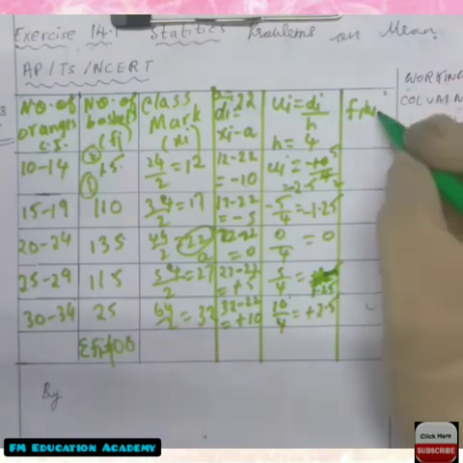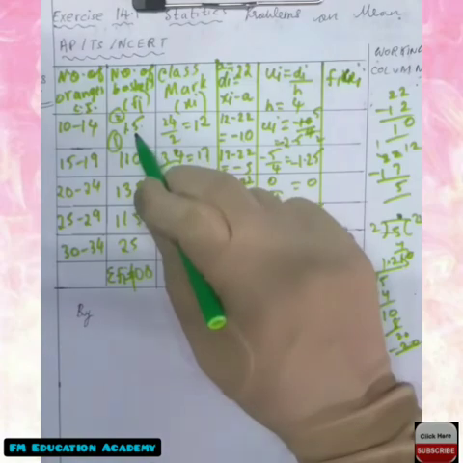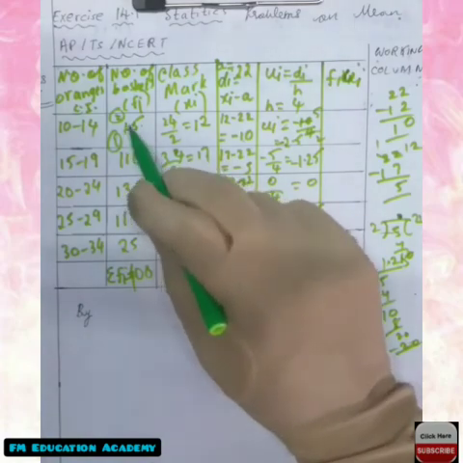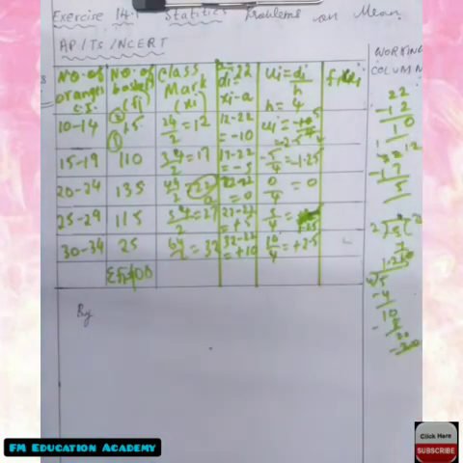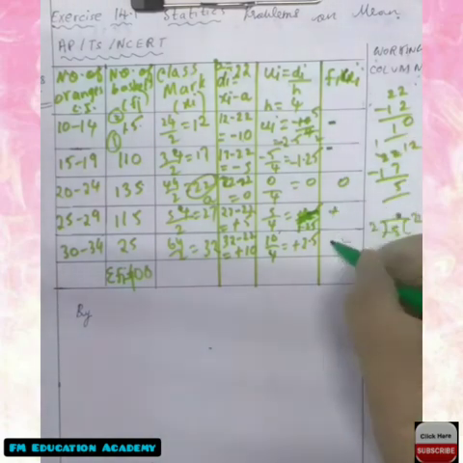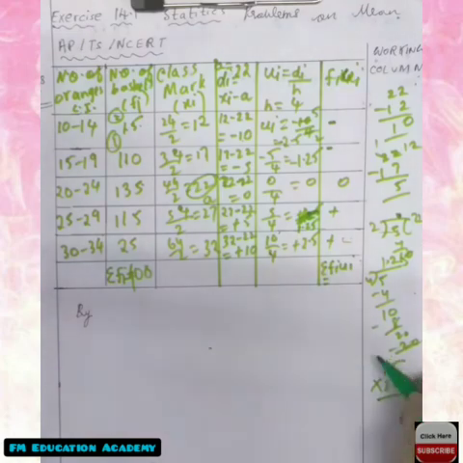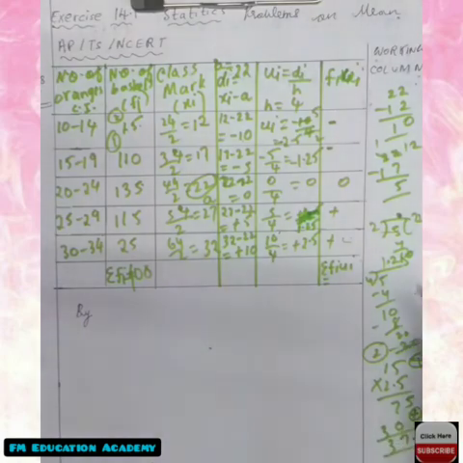fi into ui, that is my next. So here fi is 15. 15 into ui, minus 2.5. So 15 into 2.5. Minus into plus is minus. This will be 0, this will be plus, this will be plus. Again I will need sigma fi ui here. So 5 5s are 25. 5 1s are 5. 5 plus 2 is 7. 2 5s are 10. 2 1s are 2. 2 plus 1 is 3. 37.5.